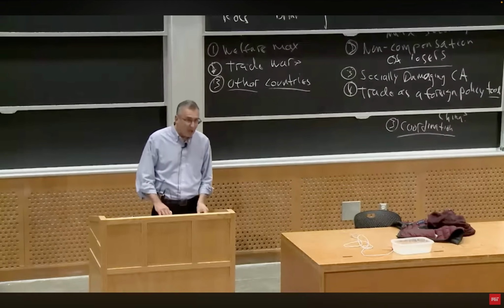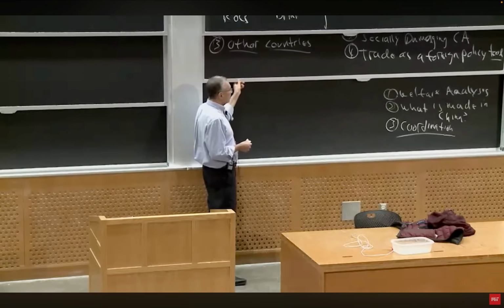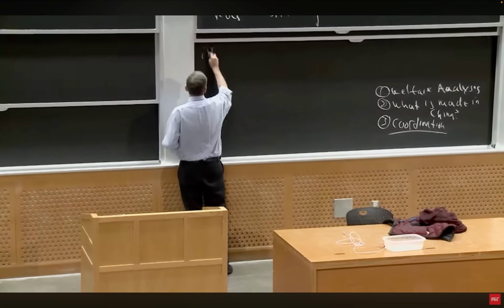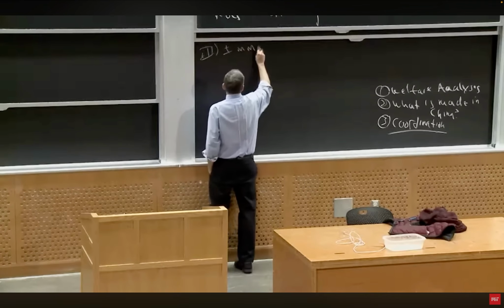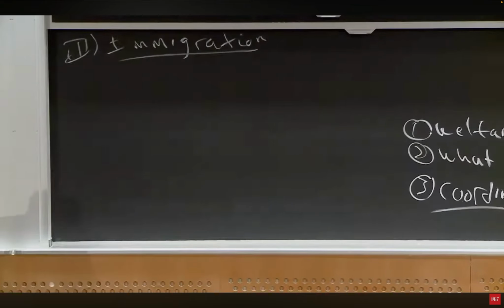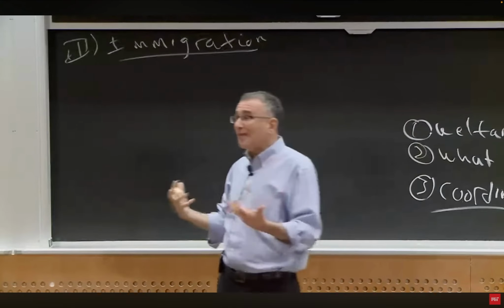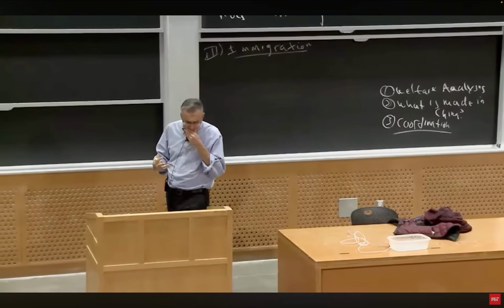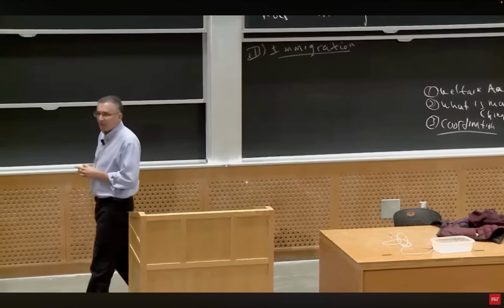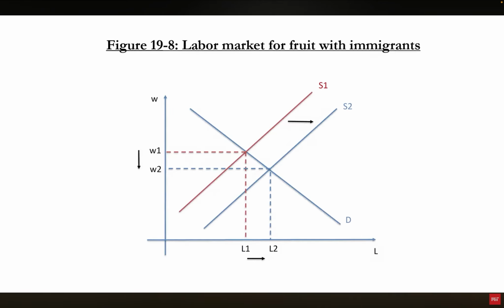Okay. Let me talk about one other, since I haven't been controversial enough today, let's talk about one other non-controversial topic, which is immigration. Immigration. The same set of principles that applies to free flow of goods applies to the free flow of workers. So look at figure 19.8. Think about producing fruit in the US. Okay? Originally, under autarky, we have L1 workers producing fruit at a wage of W1.